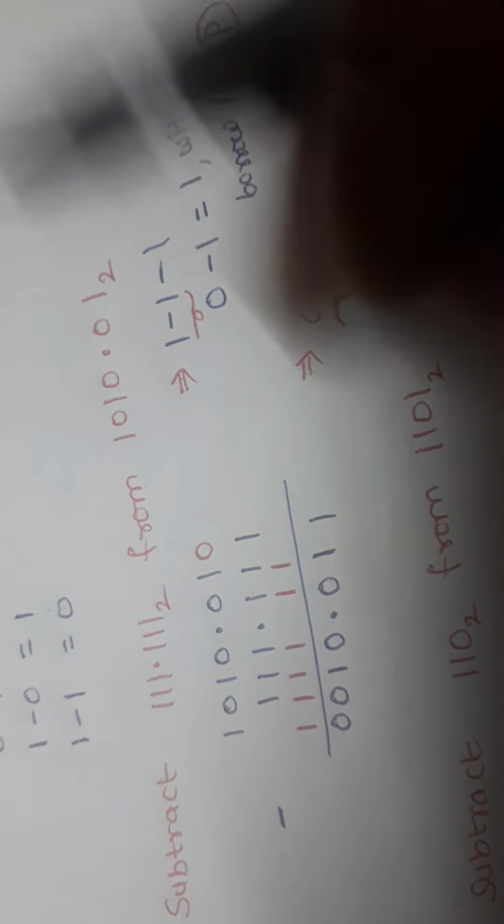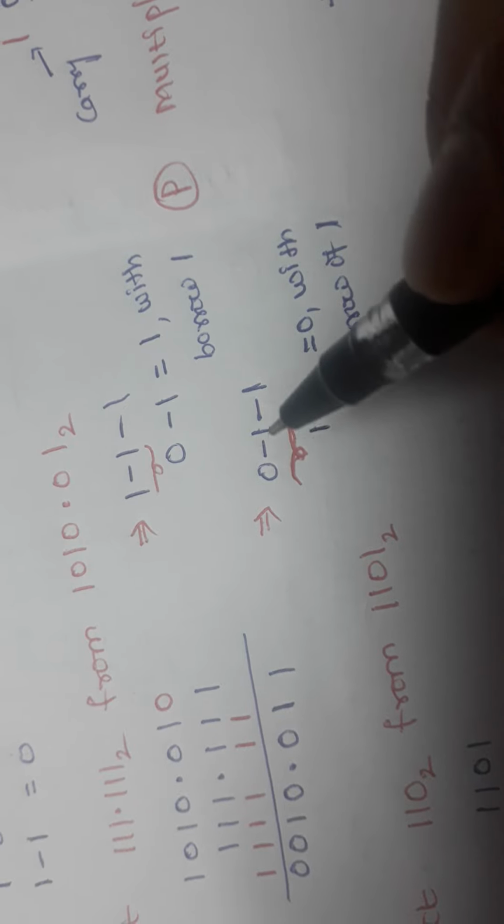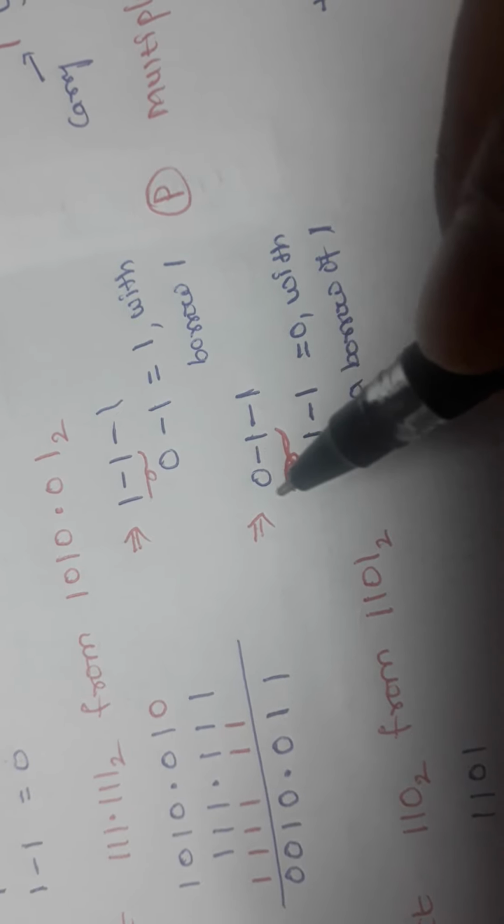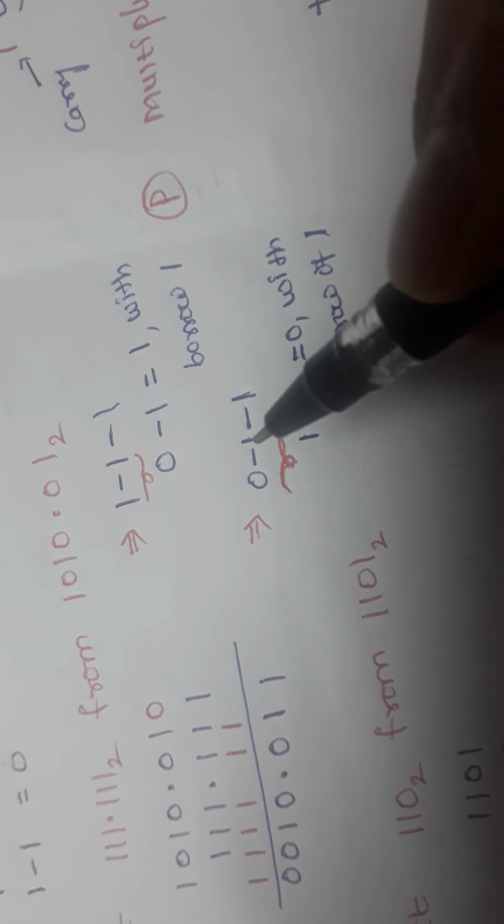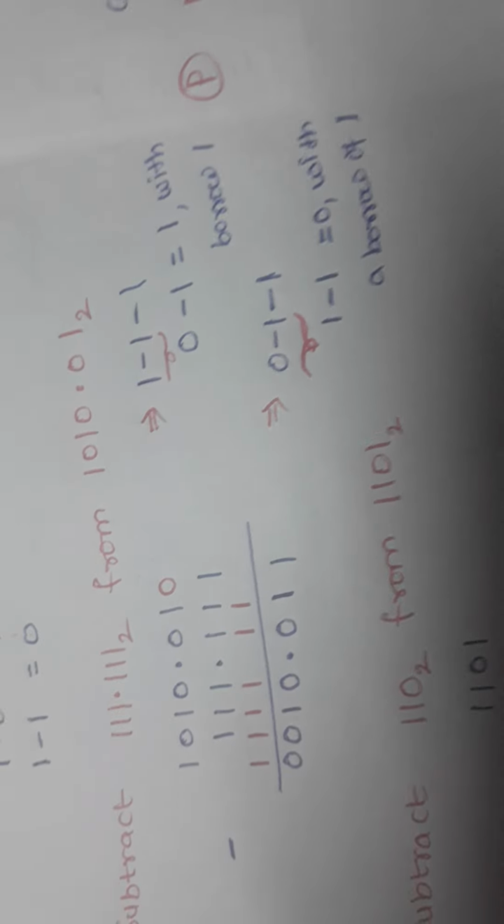Don't forget we are having a borrow. If you observe this, 0 minus 1 minus 1, 0 minus 1 is not possible, therefore we have to take a borrow here. Then 2 minus 1 becomes 1 with a borrow 1, then 1 minus 1 is equal to 0. Don't forget we are having a borrow here.